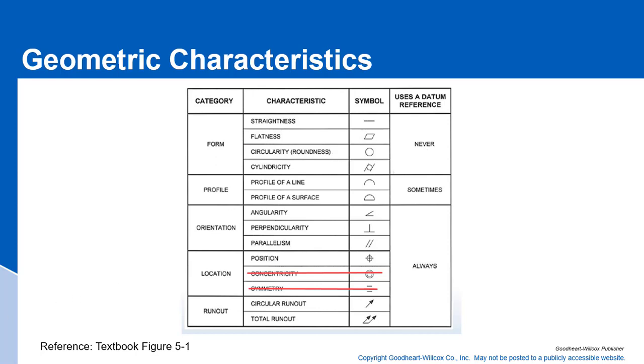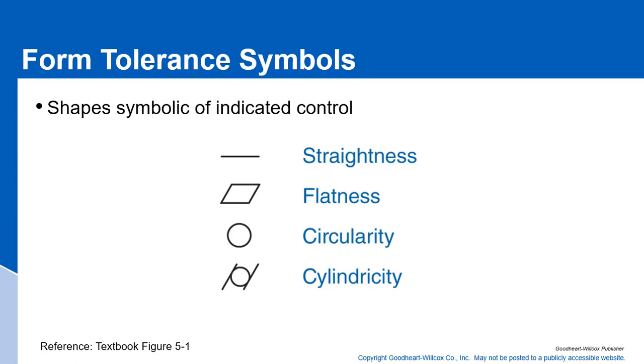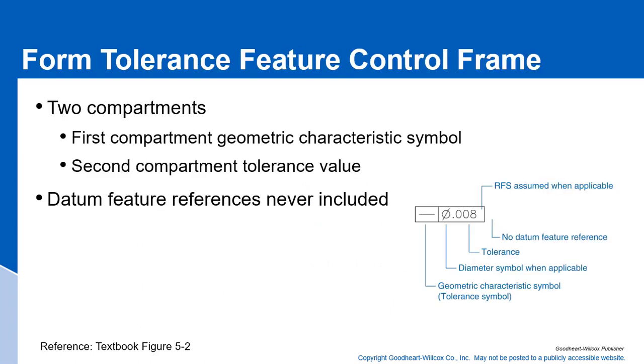So we're going to be starting right here in form, and there's never going to be a datum with it. So here are the symbols for our form tolerances. Just a straight line, that's straightness. This is a parallelogram, and that's flatness. A circle is circularity, and the circle with the two lines, that's cylindricity. So those are the four types of form tolerances that we're going to be studying in this lesson. So what does a feature control frame look like?